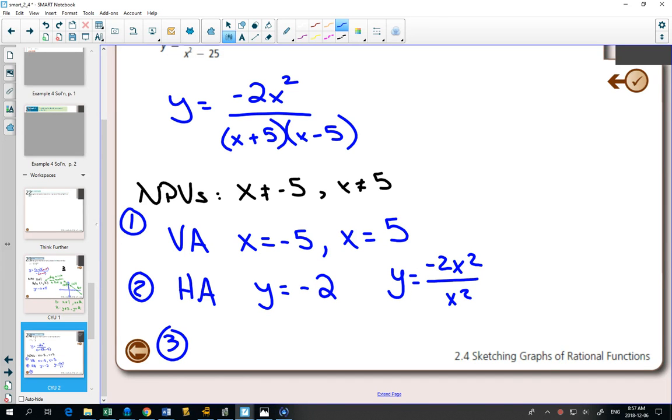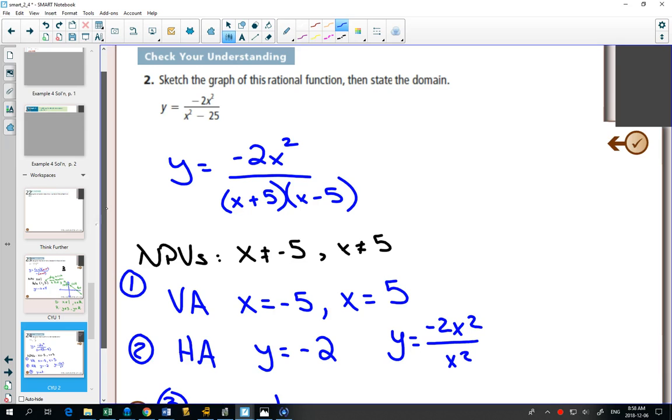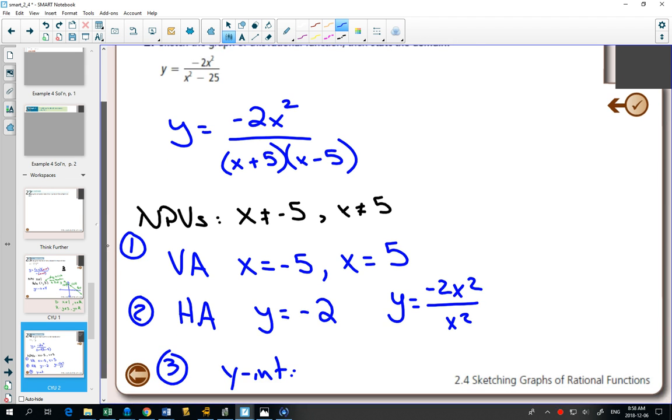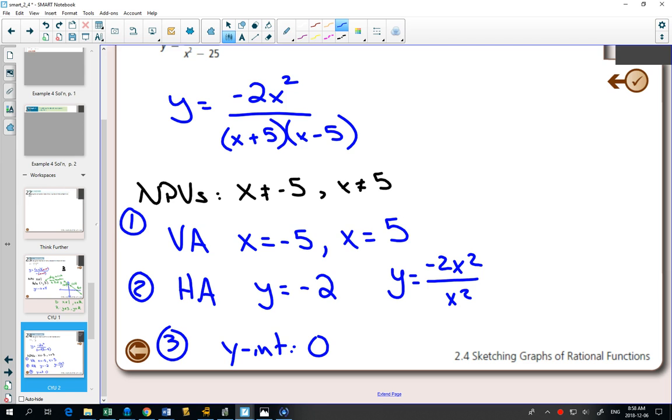Step 3, let's find our y-intercepts and x-intercepts. Y-intercept is the easiest. You just plug in 0 for x, and we will get 0 over negative 25, which is 0. Right? 0 over negative 25. You have 0 cupcakes and you want to share them with negative 25 of your friends. How many does each person get? Okay, not a good real life example. But the answer is 0.